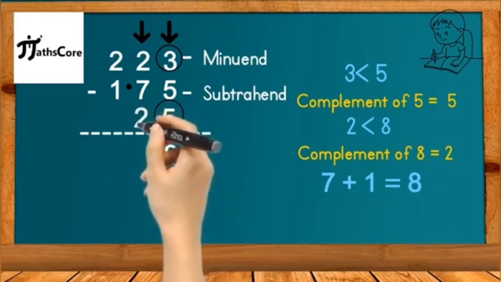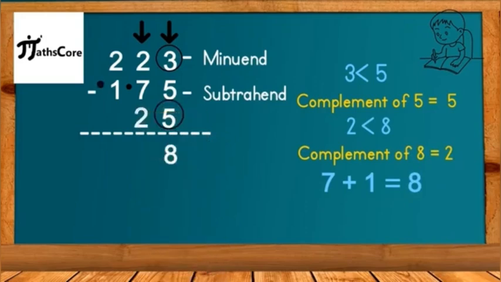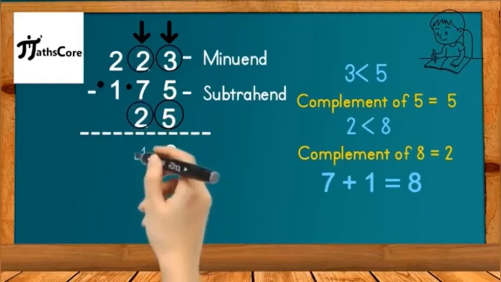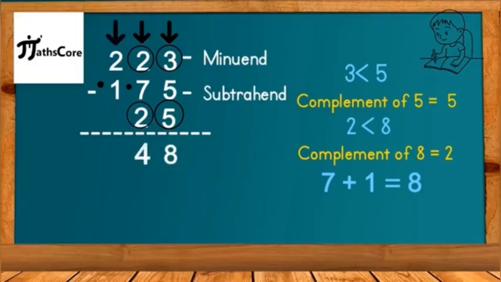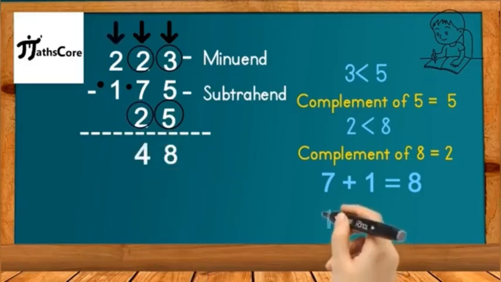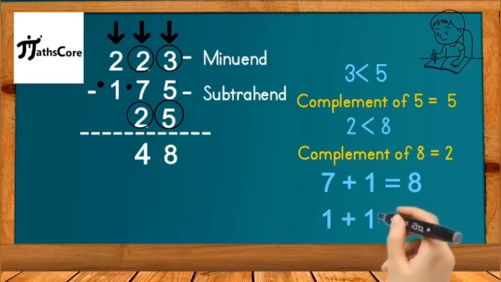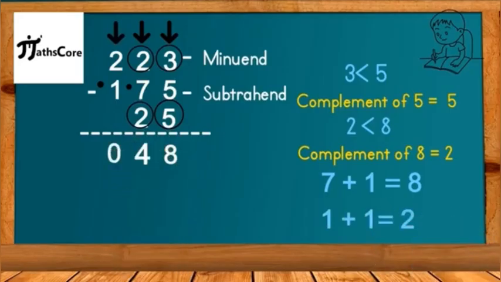Now we need to put a dot before the 100 place digit of the subtrahend, which is 1. Now we need to add the complement of the tens place digit, 2, to the tens place digit of the minuend. So 2 plus 2 is 4. And on the 100 place, dot 1 is there. So dot 1 means what? 1 plus 1, 2. So we need to subtract 2 from 2. So 2 minus 2 is equal to 0. So in this way we will get the answer 48.